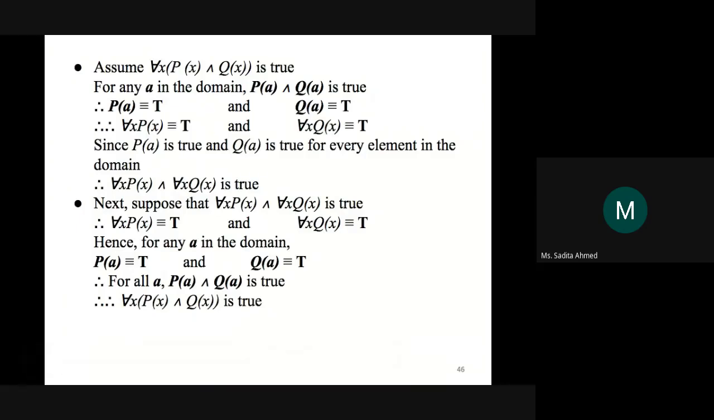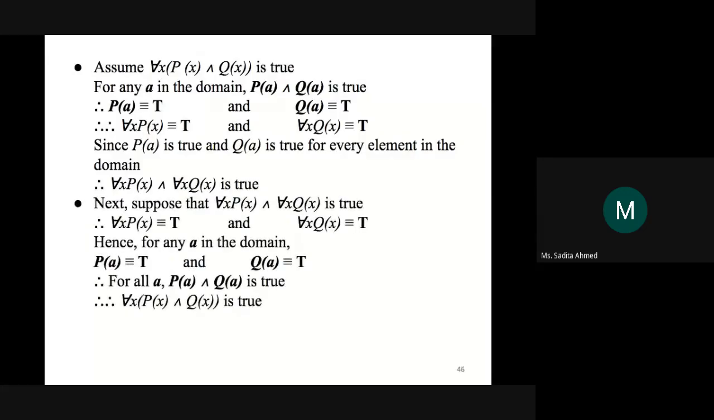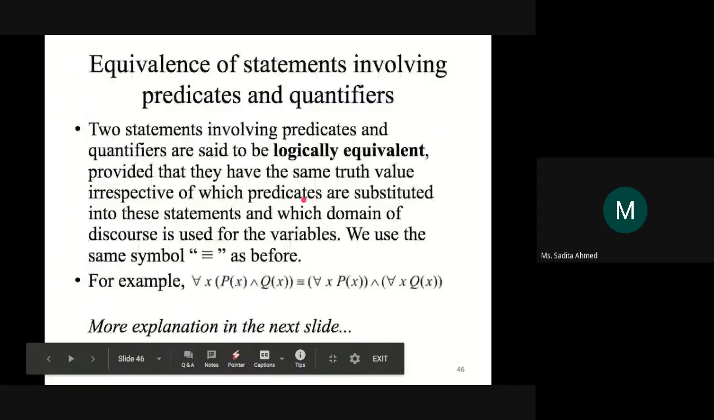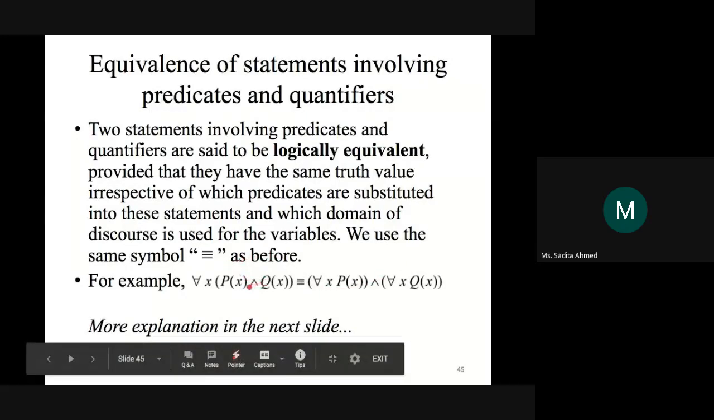Okay. So when you first look at the statement, what it's saying is that for all x, Px and Qx is equivalent to for all x, Px and for all x, Qx. At first glance, you would say that this is very obvious. Okay. Obviously, it's going to be true. For all x, Px and Qx, if this is true, then for all x, Px and for all x, Qx should be true.